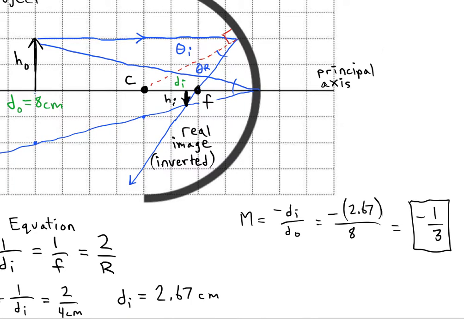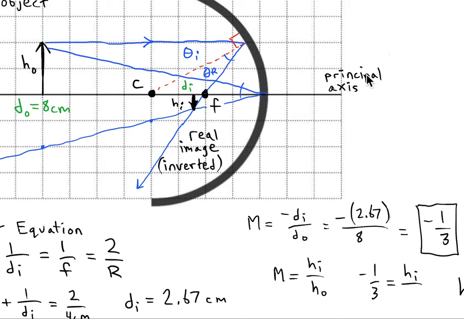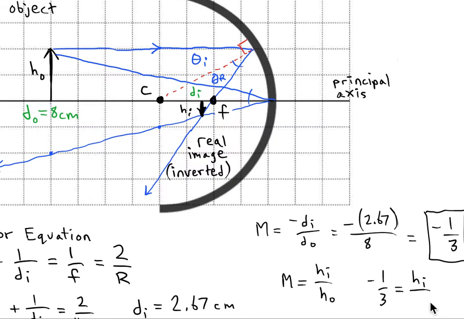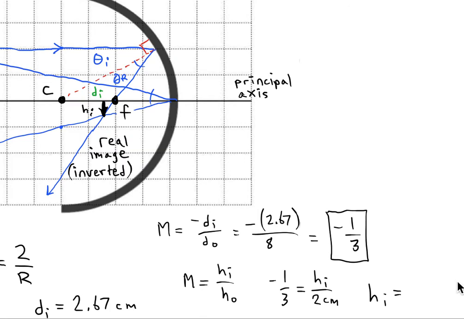All right, lastly, we'll find the height of that image. Same formulas that we used for lenses. The height of our object was 2. So that makes the height of our image negative 2/3. That looks good.